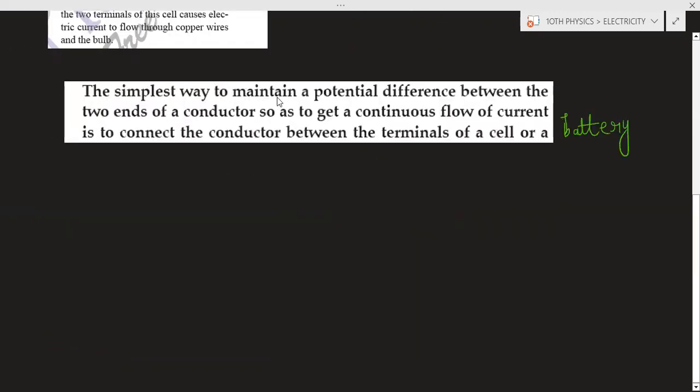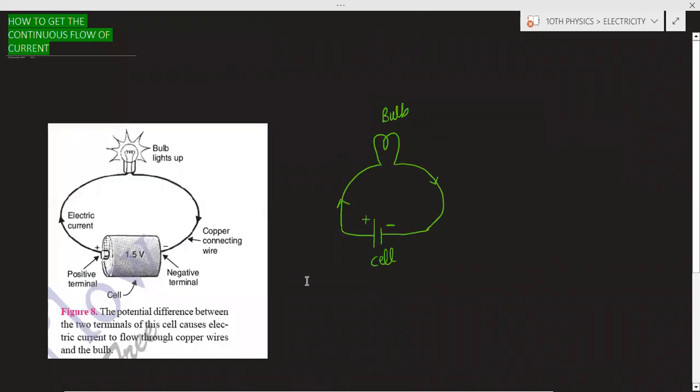So the simplest way to maintain a potential difference between the two ends of the conductor, so as to get a continuous flow of the current, is to connect the conductor between the terminals of a cell or a battery. Why are we connecting a cell or a battery? The main reason is to create the potential difference between the ends of the wire. If there is a potential difference, then only there will be a flow of charge, then only there will be current, then only the device will work.